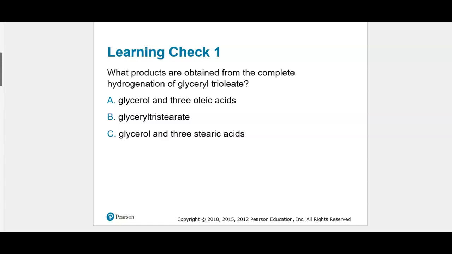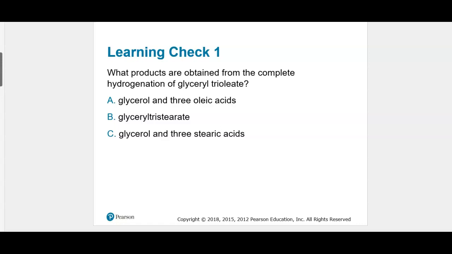Well, you have a choice. Glycerol and 3 oleic acids, complete hydrogenation now, okay? Triglycerol stearate, glycerol and 3 stearic acids. Now you see how this question could throw a few people, okay? Glycerol and 3 oleic acids.